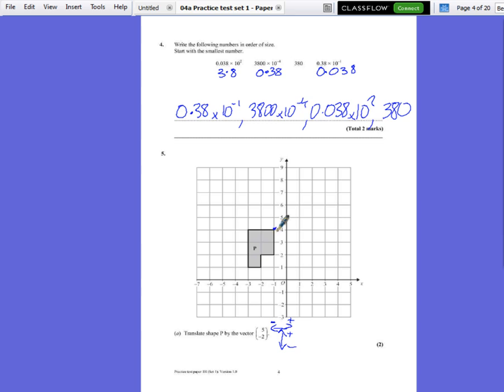So I'll take a corner, and that goes 1, 2, 3, 4, 5, then 2 down. That corner will go to there. They could just redraw the shape in the same size as shape. So we'll go to there.